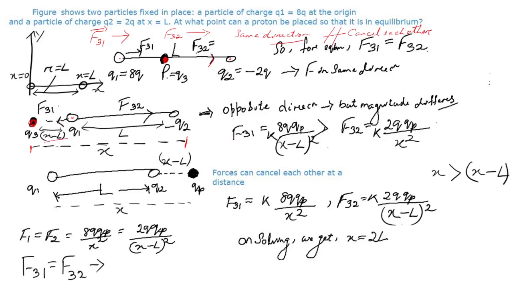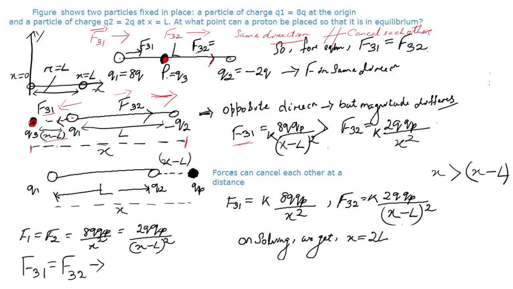Considering the directional property, what should be F31? Again, F31 will be away from the particle q1, since q1 is a positively charged particle. And what should be the direction of the force F32? That will be towards the negatively charged particle q2. So direction-wise, we can say both forces can cancel each other. However, we have to consider magnitude also.